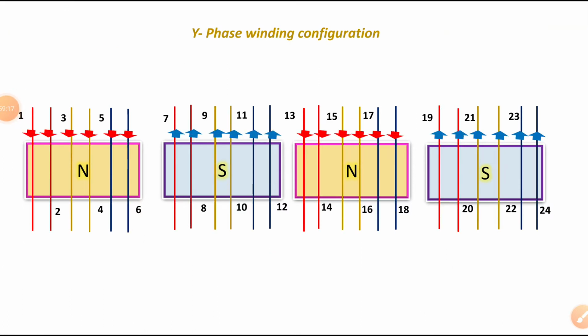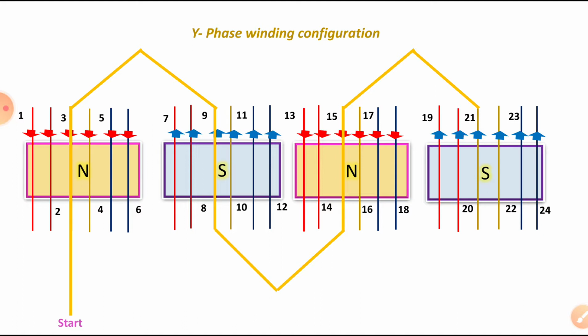Y phase started from the third conductor. Start it. So, 3 plus 6 is 9, 9 plus 6 is 15, 15 plus 6 is equal to 21, and 21 plus 7 is equal to connection to the 4th. Okay. Now, enter the 4th here.